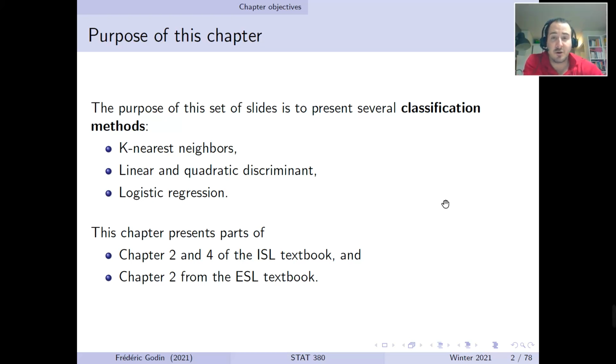So we're going to introduce a few methods for classification. The first one being K-nearest neighbors. Then we will discuss linear and quadratic discriminant methods and logistic regressions. So these are possible classification methods. There are plenty of others, but these are the ones we're going to focus on for this chapter. So this chapter presents parts of chapters 2 and 4 from the ISL textbook and chapter 2 from the ESL textbook.